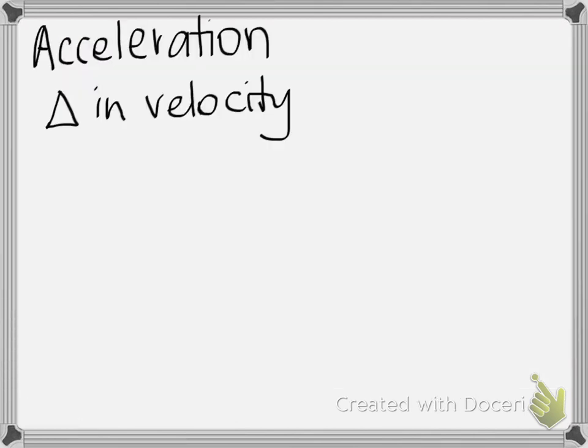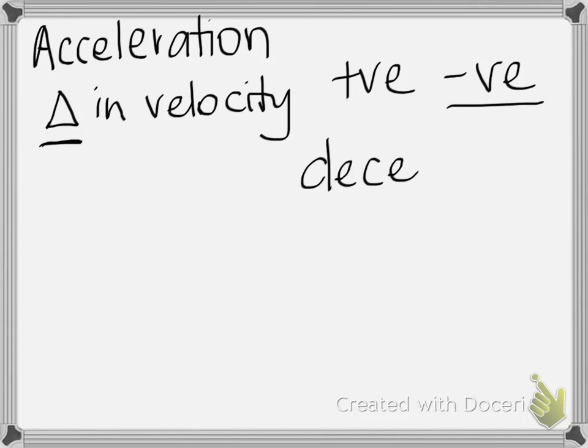So the next thing that we're going to look at is acceleration, and acceleration is the change in velocity. The triangle symbol here that we're looking at is the mathematical symbol to indicate a change in something. So acceleration can be positive or negative. When we talk about negative acceleration, we're talking about deceleration.